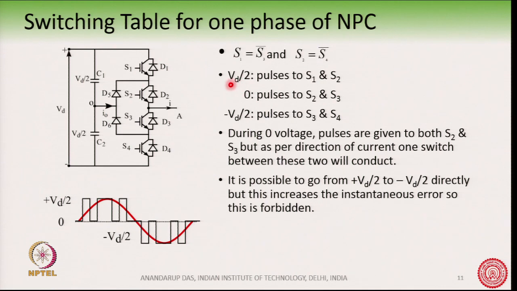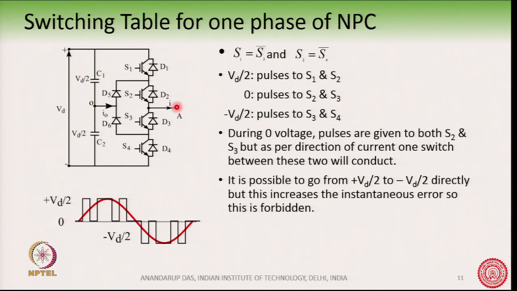So, this is also kind of a summary. If I want to get Vd by 2 voltage, give turn on pulses or high pulses to S1 and S2. Again, depending on the direction of the current, either S1, S2 will conduct or D1, D2 will conduct. If I want to get 0 voltage between VAO, give high pulses to S2 and S3. And then if the current direction is positive, D5 and S2 will conduct. If the current direction is negative, S3 and D6 will conduct like this.